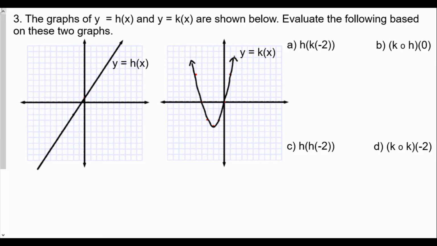We begin with h of k of negative 2. So what we're going to do first is find k of negative 2. Now k of negative 2 is when x equals negative 2. So our matching k value will be at negative 4. So k of negative 2 equals negative 4.